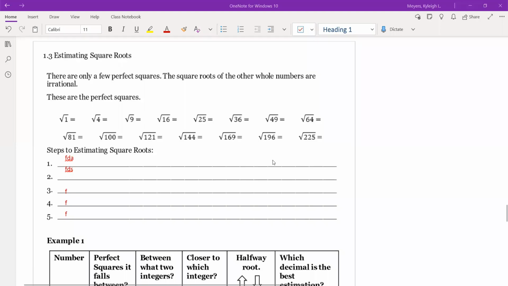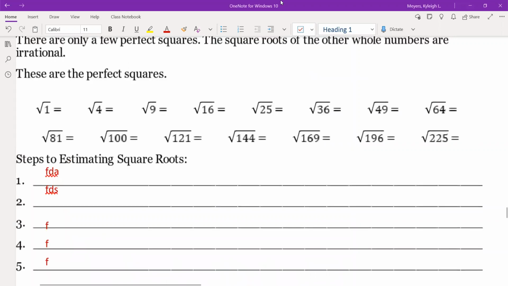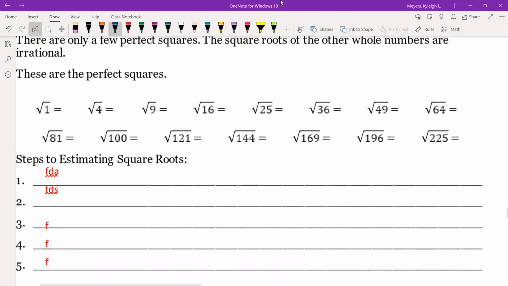All right, so we are going to talk about estimating square roots. Using your calculator, we're going to estimate them, or really not using the calculator. But there's only a few perfect square roots. All the other ones make the square root irrational. So let's review the perfect square roots. I'm just going to start writing them.